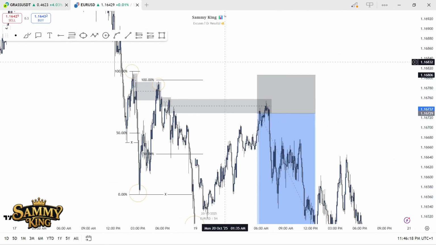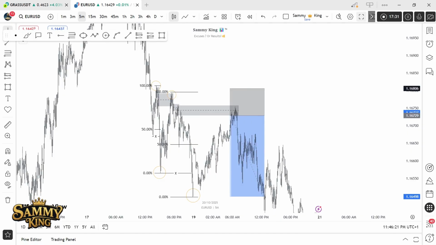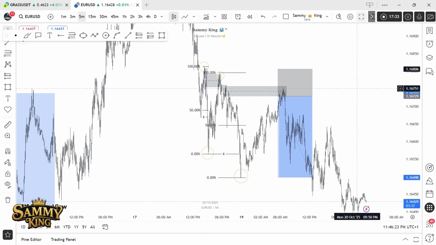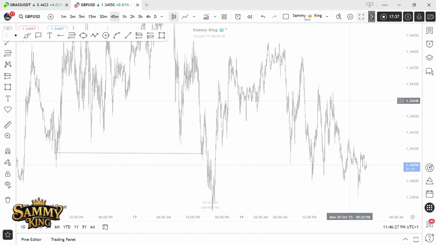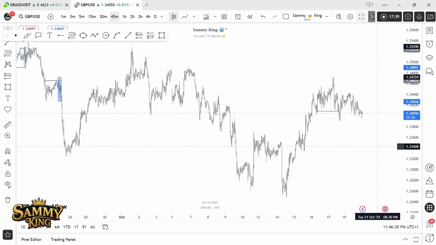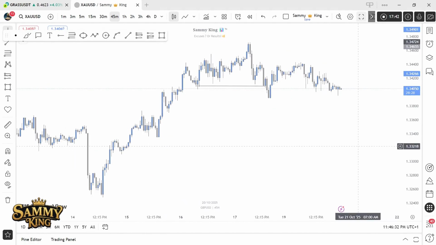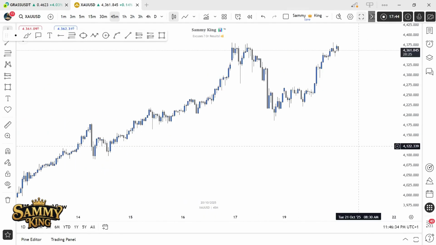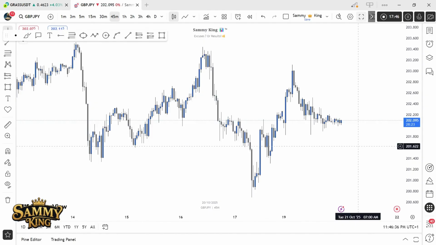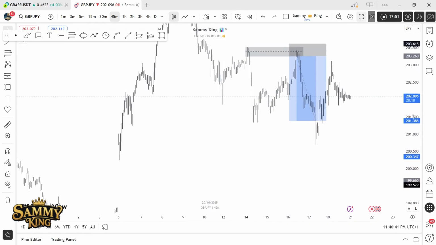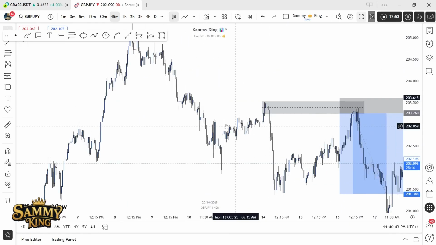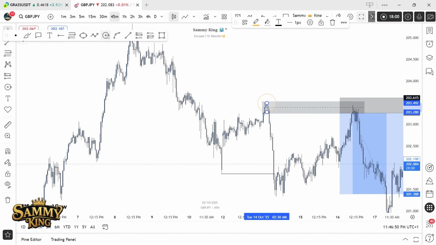So just go on your charts. I think I have just 3 minutes left. I think I should be able to cite other examples. Let me check for 5 minutes. Yes, this is an example. This is a prime example. We have a break of structure here. We have the swing high, the swing low.